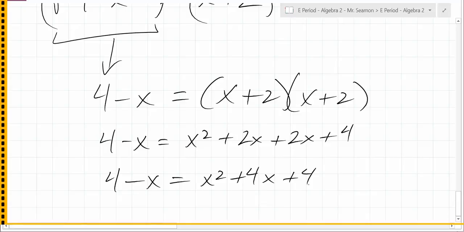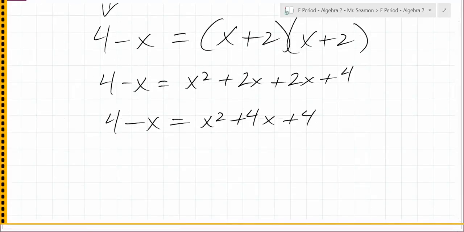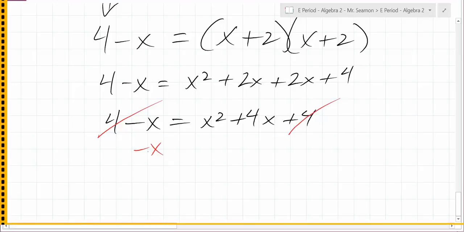This is no longer a radical equation. This is a quadratic equation. So how do we go about solving quadratics? Do you remember? Set to 0? Exactly. We have to set it to 0. So let's set it to 0. What can we cancel from both sides immediately? The 4's go away, right? What should I add to both sides? Plus x. So I have 0 is equal to x squared plus what?